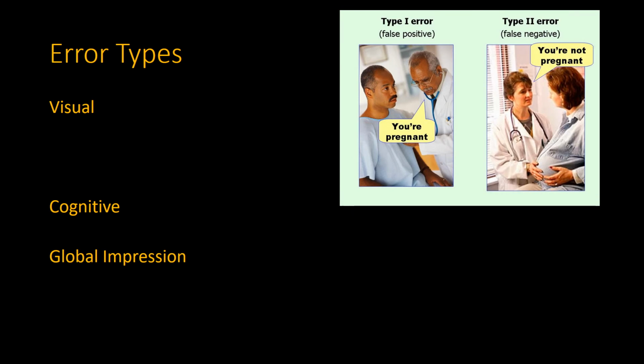So what are the different error types? Well, we have two basic types. A type 1 error is called a false positive, like telling this male patient that he's pregnant, or a type 2 error, a false negative, like telling this obviously pregnant woman that she's not pregnant.